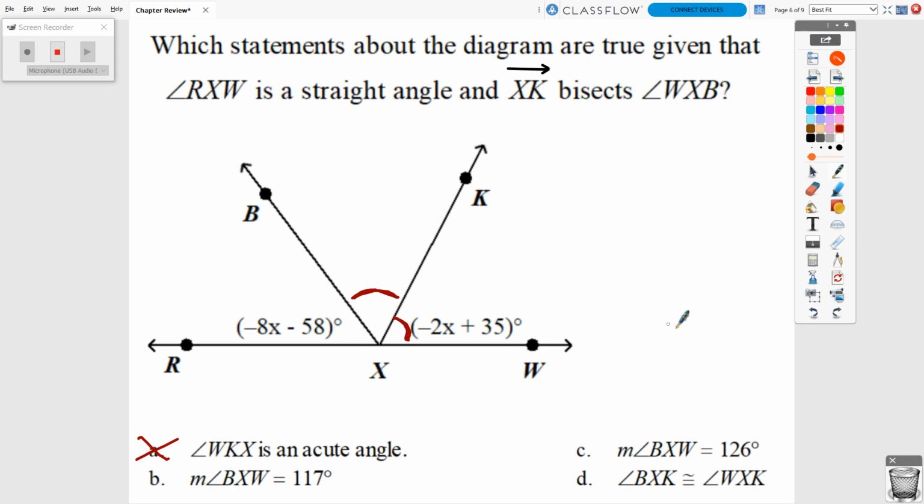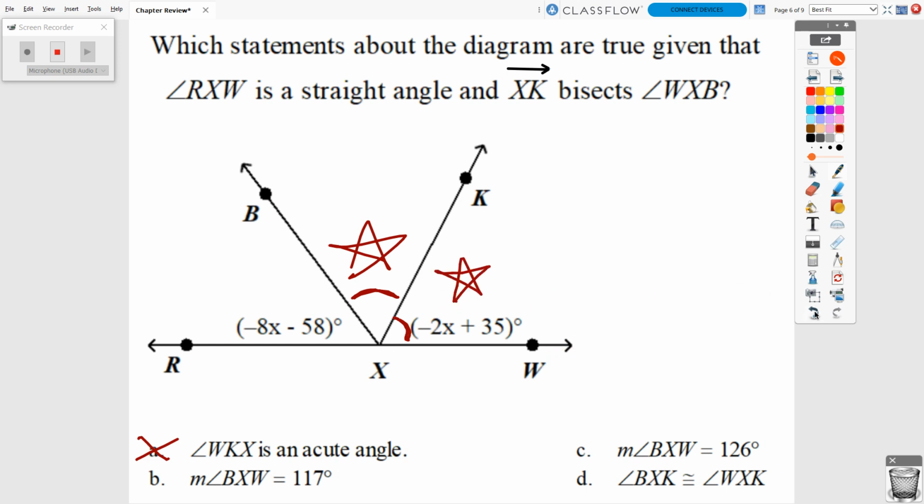I don't know how big it is yet. Angle BXW is 126 degrees. Well, not both of these can be true. They can't be these different values. And then answer choice D, angle BXK, which would be this angle, is congruent to angle WXK, which is this angle.